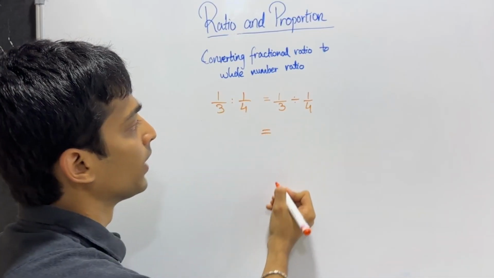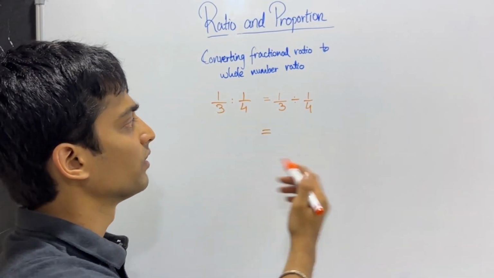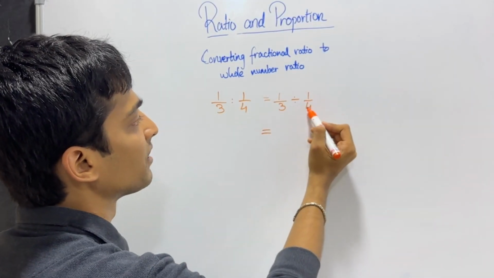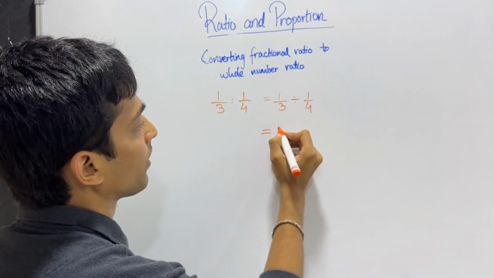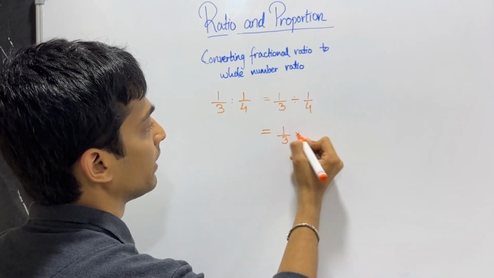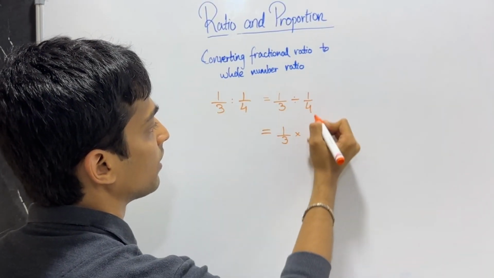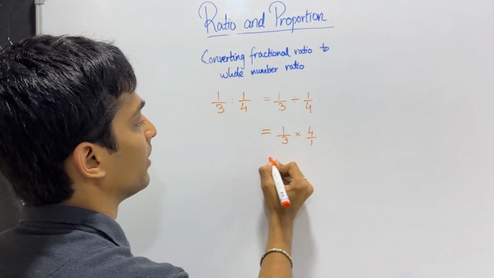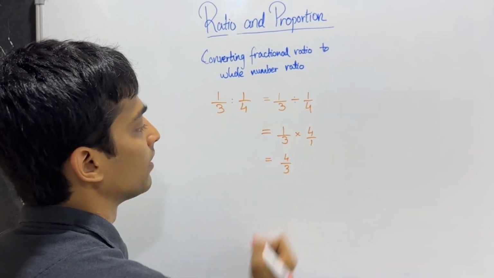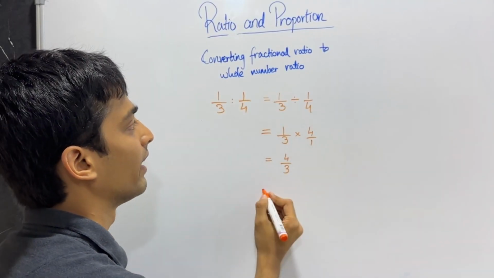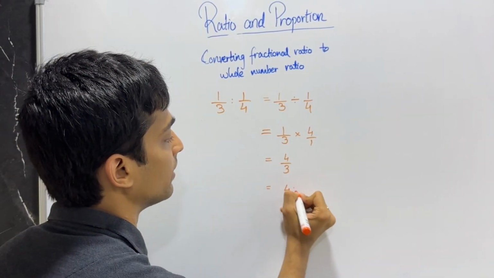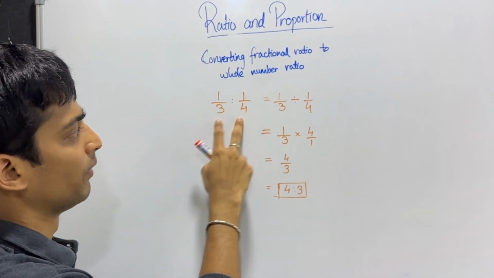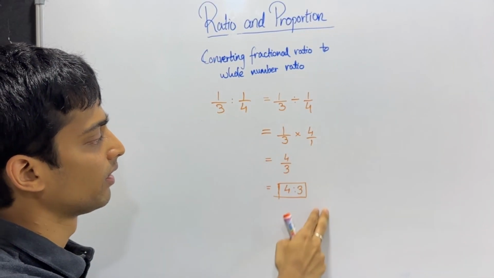Now, you cannot cancel. First, you have to convert this into a multiplication symbol. For that, you need to take the reciprocal of this. So 1/3, this turns into multiplication, and this goes up and this goes down. So 4/1. Now when you multiply, you get 4/3, and as you know, 4/3 we can write as 4:3. So this is the final answer. We just divided this and then simplified it to get the answer.